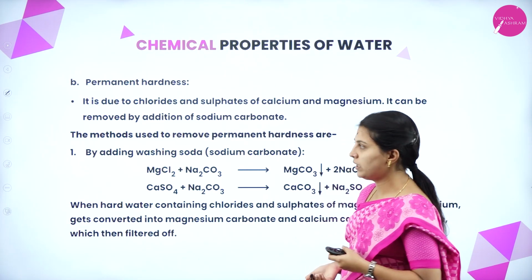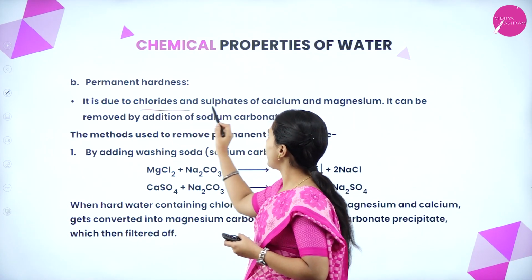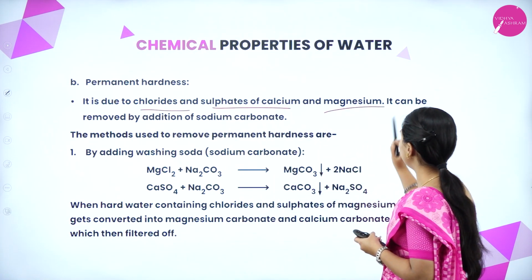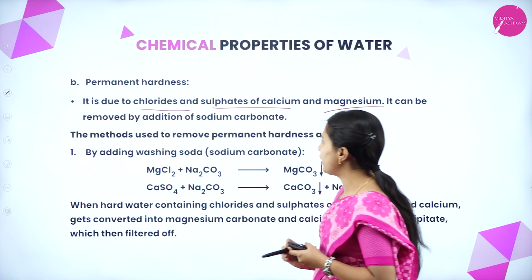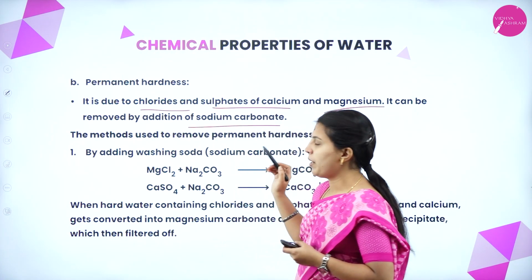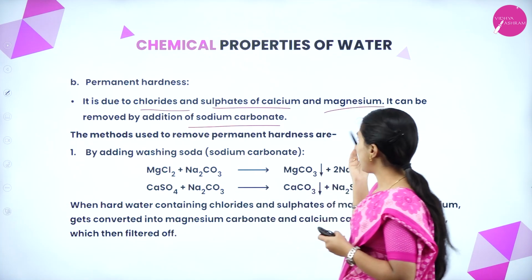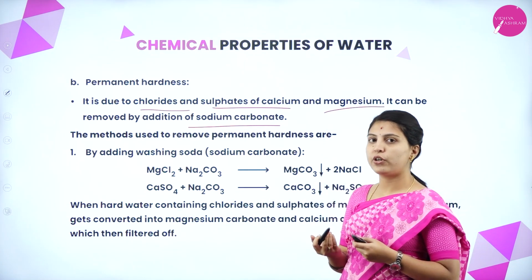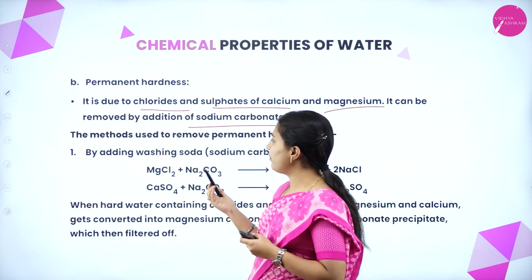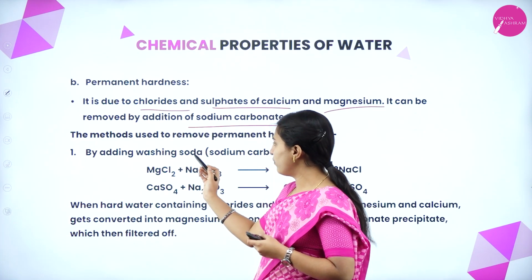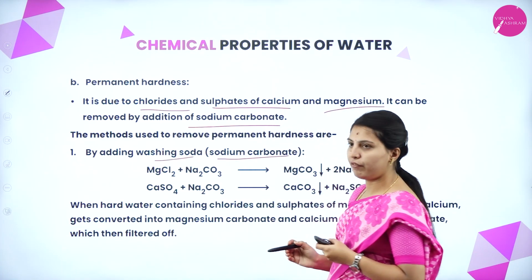Next, permanent hardness. It is due to chlorides and sulfates of calcium and magnesium. It can be removed by addition of sodium carbonate. By chlorides and sulfates of calcium and magnesium, the permanent hardness of water can be caused. How will it be removed? By adding washing soda or sodium carbonate.